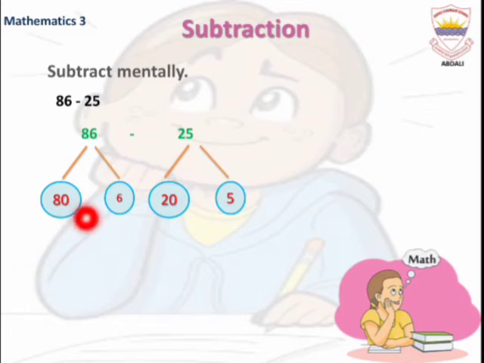Student, now our second step is to subtract the numbers place by place. Students, what do we do now? Firstly, we subtract tens place 80 and 20. When we subtract 20 from 80, we get 60.